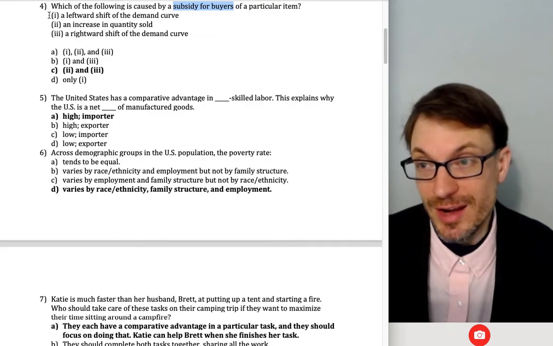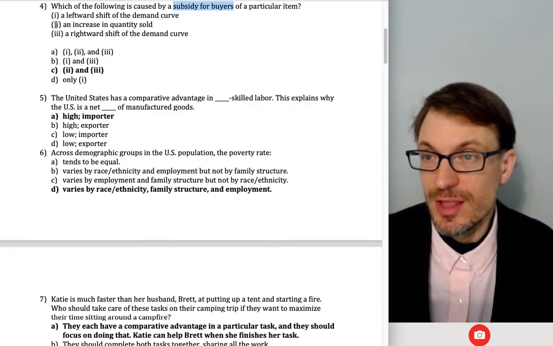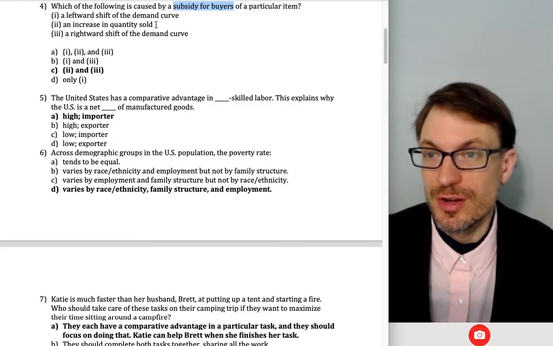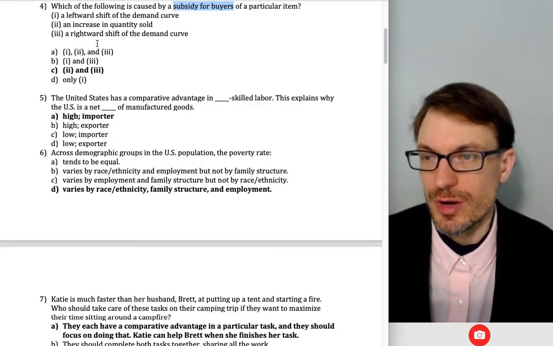So it's not one, leftward shift of the demand curve. We're going to get an increase in the quantity sold. That happens with a rightward shift of demand. And 3, that gives us a rightward shift of demand.